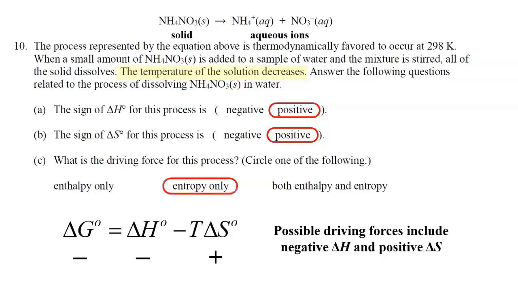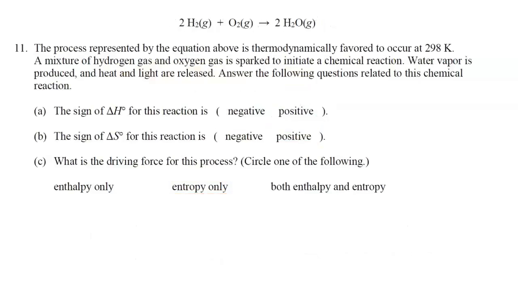So this would be entropy only. That would be the driving force for this example. Now let's take a look at question 11. In question 11, it says the process represented by the equation above is thermodynamically favored to occur at 298 kelvins.